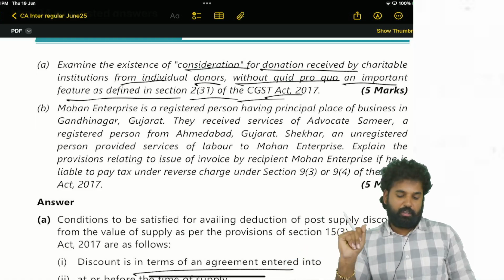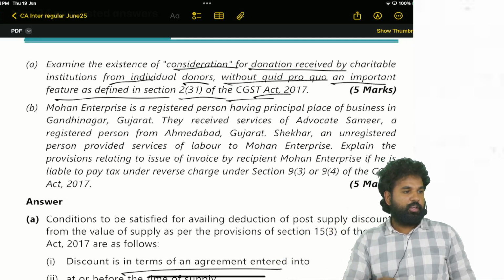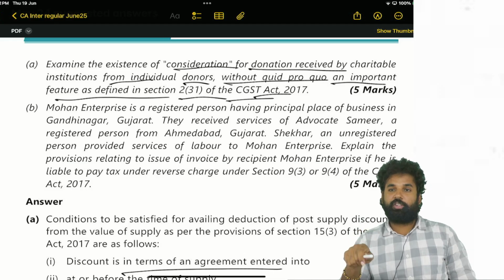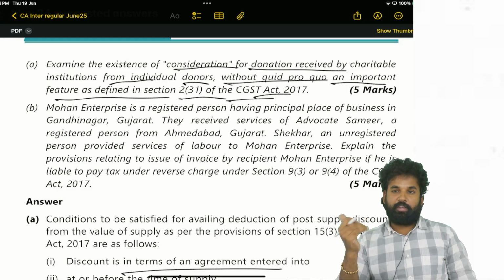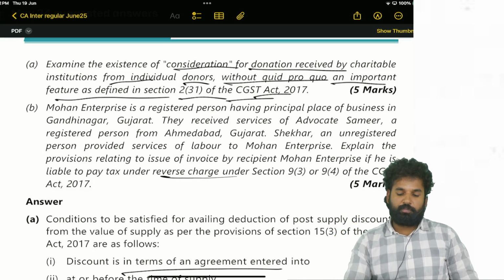This is donation. Mohan Enterprise, a registered person having principal place of business in Gandhinagar, Gujarat, received services of Advocate Samir, a registered person from Ahmedabad, Gujarat. Advocate services taken by a business entity, that too registered, are taxable under reverse charge mechanism. Shekhar, an unregistered person, provided services of labor to Mohan Enterprises. Labor services to Mohan Enterprise, registered person, unregistered to registered. Explain the provisions to issue of invoice by recipient Mohan if he is liable to pay tax under reverse charge.